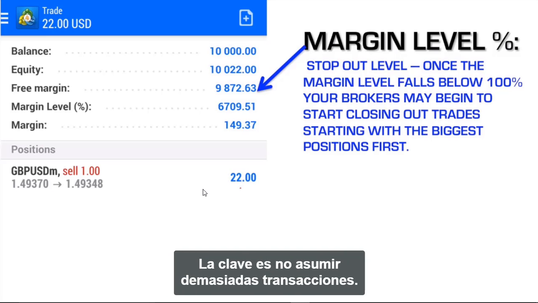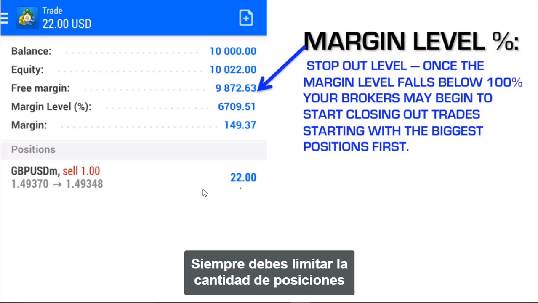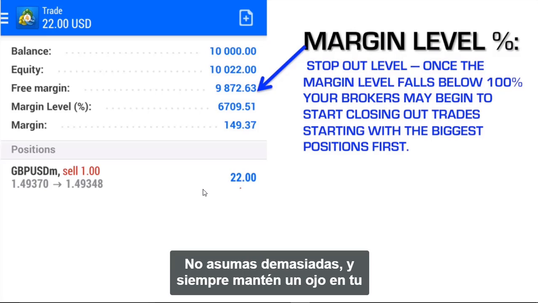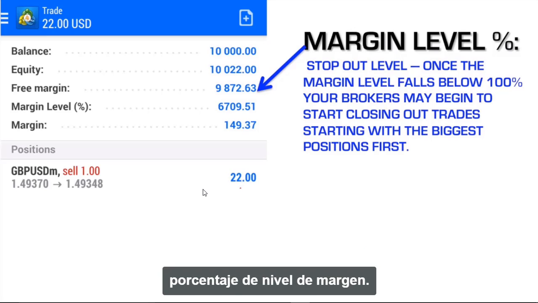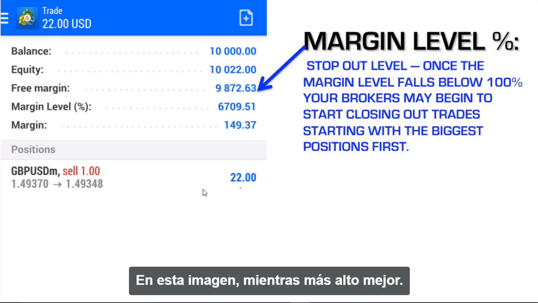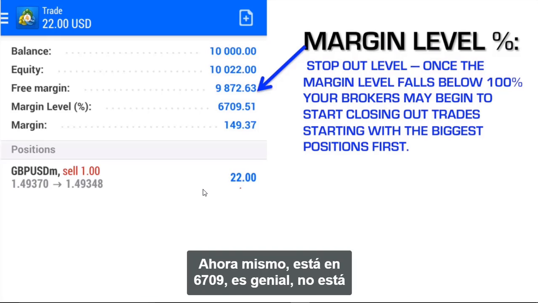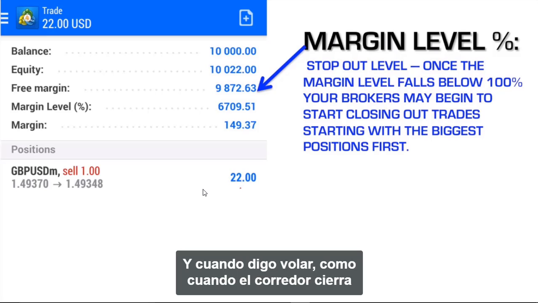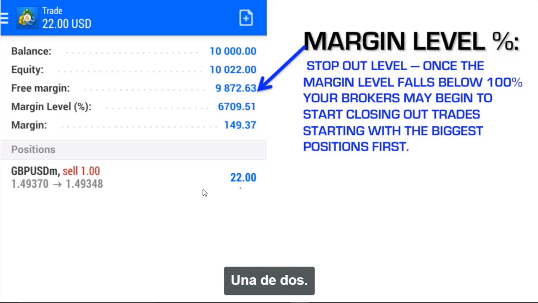The key is don't take on too many trades. You should always limit the amount of positions you take on at any given time. Don't take too many out, and always keep an eye on your margin level percent. You want it high. In this picture, the higher, the better. Right now it's at 6,709. That's great. They're nowhere near close to getting their account blown. And when I say blown, like where the broker closes your account or where you lose a gigantic chunk or all of your money in your account, one of the two. So make sure the higher the better. Keep it away from 100.